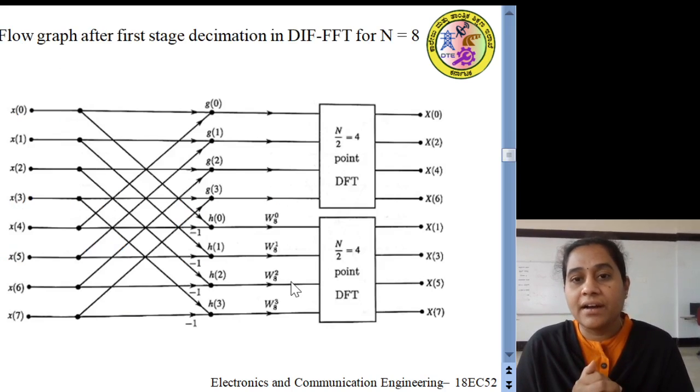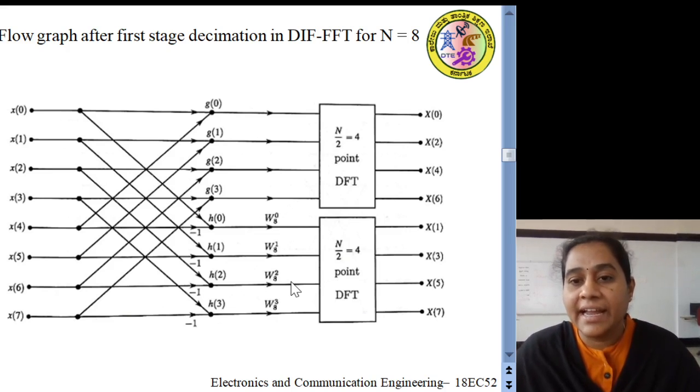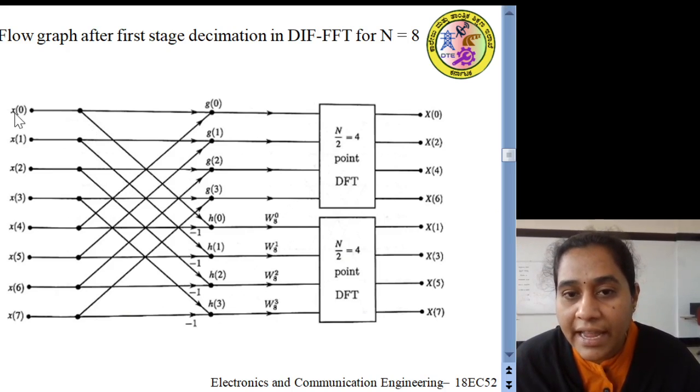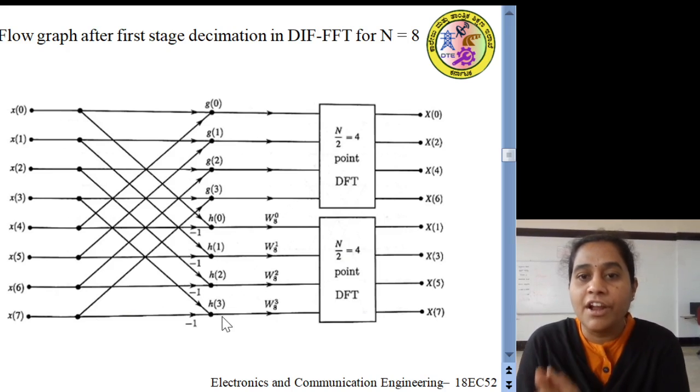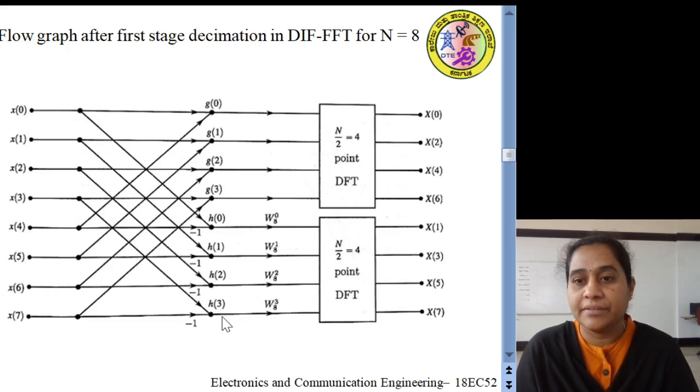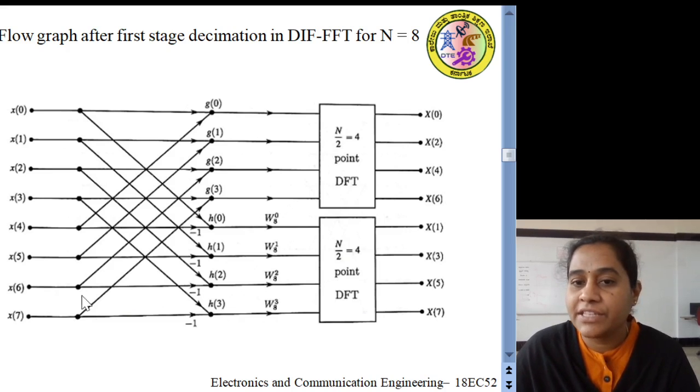If we write the flow graph after this first stage of decimation for N equal to 8, we can write it like this. We can observe here x of 0, x of 1, x of 2, x of 3 up to x of 7, which is in natural order. This gets converted to two 4-point sequences: g of 0, g of 1, g of 2, g of 3 and h of 0, h of 1, h of 2 and h of 3. This is after the first stage of decimation. You can observe these values here.